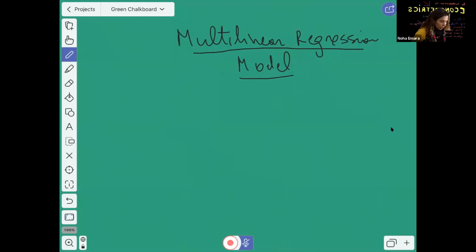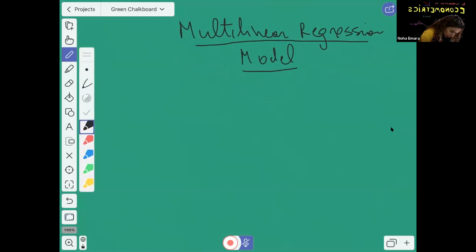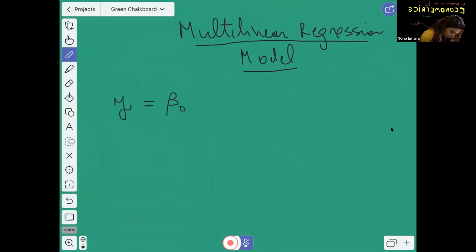Okay. So a multilinear regression model is the expansion of a single regression model. A single regression model is a model in which I have y as a function of x, but it has a certain intercept that we all the time are going to call beta naught, plus a partial slope beta 1 x.